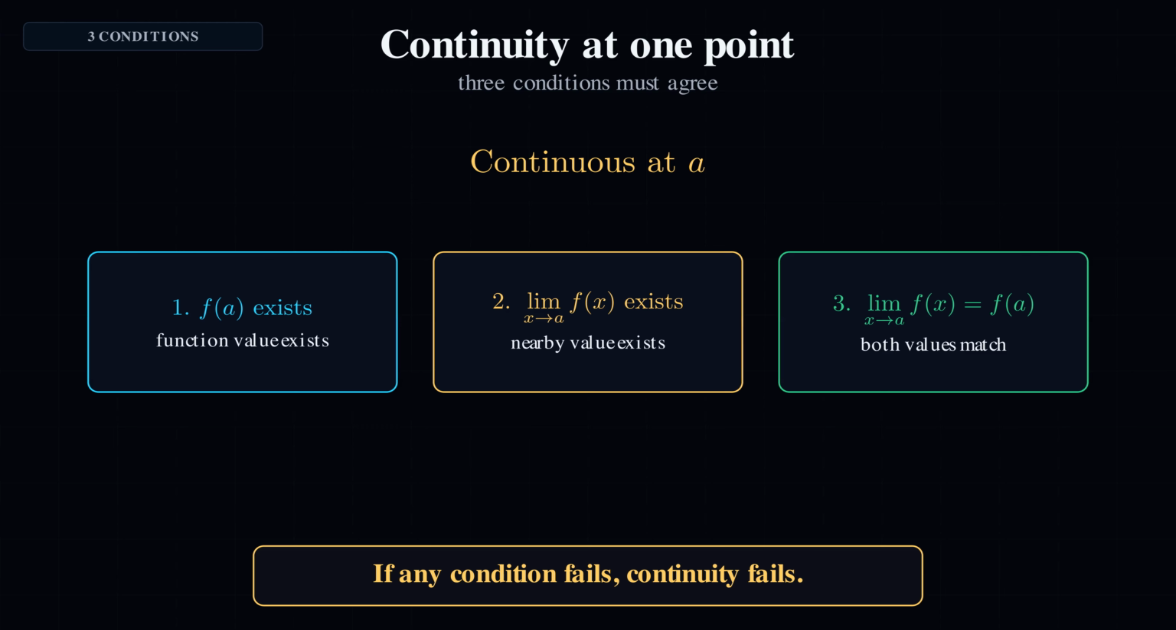This equality is the heart of continuity. It means the graph's nearby behavior and the graph's exact value are telling the same story. If the nearby graph approaches height 3, then the actual point must also sit at height 3. If any one of the three conditions fails, the function is not continuous at that point.